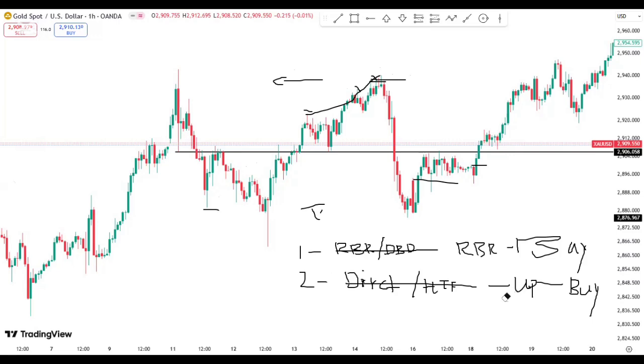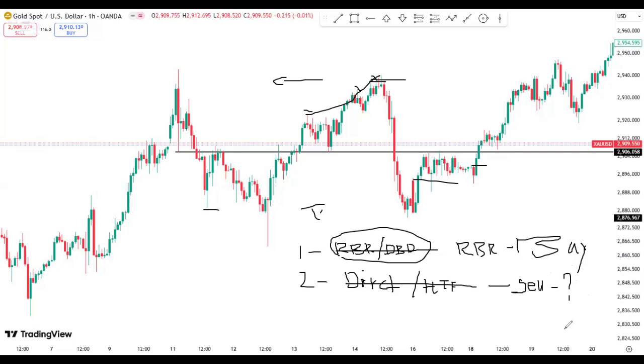Let's say, for an example, you come across this. This is something that I want you to answer on the comment, guys. You see that, okay, I have a continuation pattern, let's say a rally base rally signaling a buy. And then you check the direction. The direction of the market on a higher time frame is giving you a sell. What are you going to do?